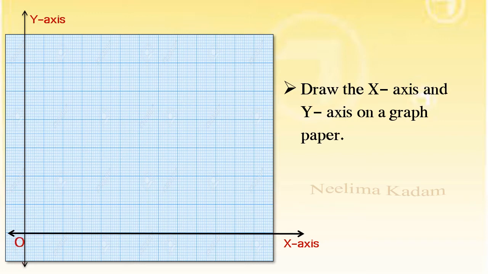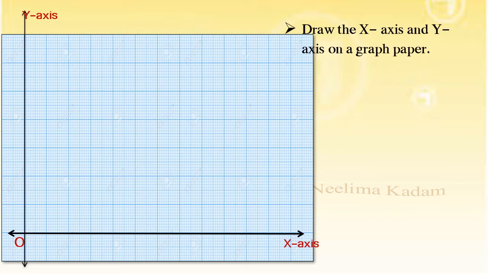Origin, that is O. Name this as x-axis and y-axis. Second step, draw the x-axis and y-axis on a paper.